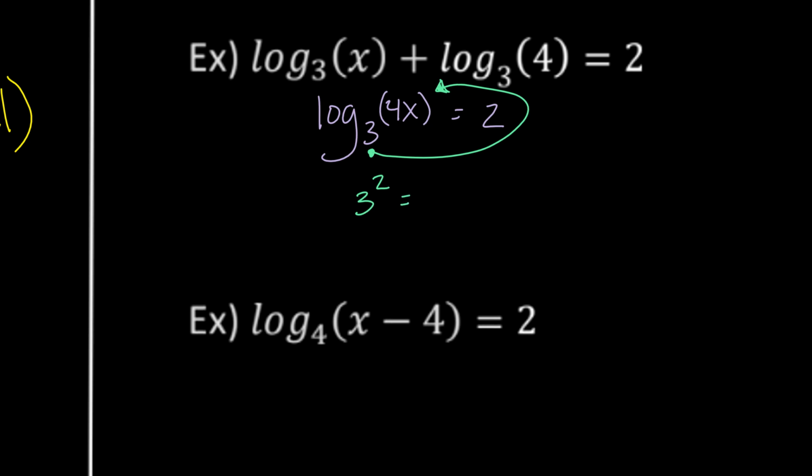3, then we go to 2. Then what's the last thing we hit? Good. So 3 raised to the power of 2 is 9. And then what's our last step to get x alone? So here, and we can leave it in fraction form, my answer is 9 over 4.